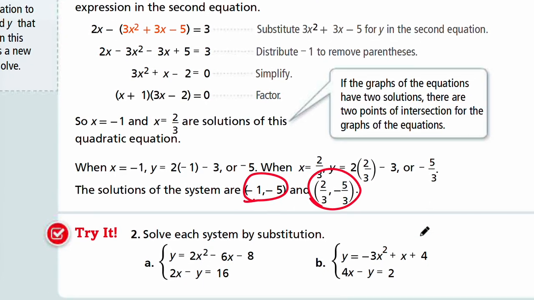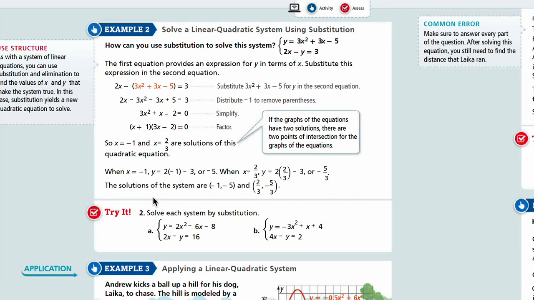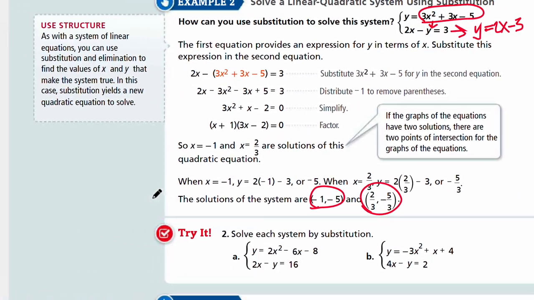Let's try number 2. Solve each system by substitution. So solve part A and B and pause the video, see if you can do it by yourself. Come back when you're ready for answers. Okay, are you ready?